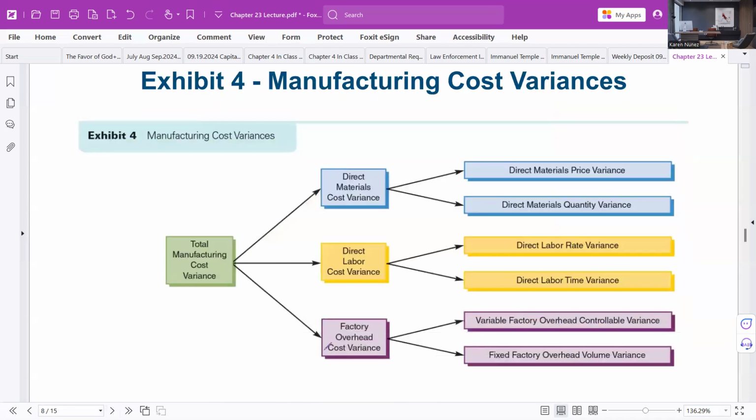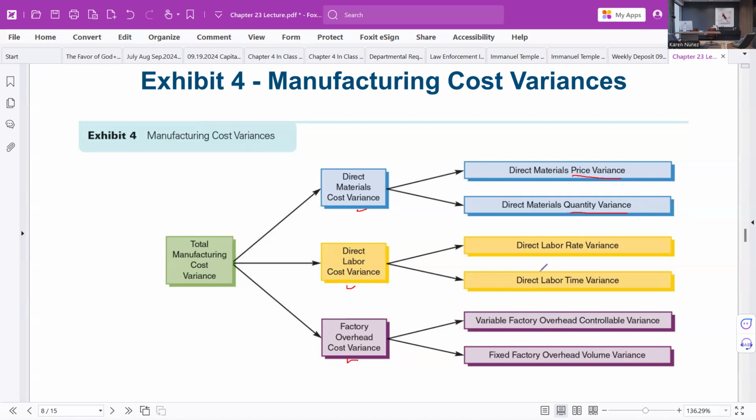So every cost variance that we're going to look at in this chapter, the materials cost variance, the labor cost variance, and the factory overhead cost variance, we're going to divide into two components. So when we talk about the direct materials cost variance, the two components are, well, a price variance and a quantity variance. That means that when we have a variance that relates to the materials, it is either because it's related to the price. We spent more or less in terms of the price for the materials. That's what a price variance tells us. A quantity variance tells us that we either used more or less than we should have.